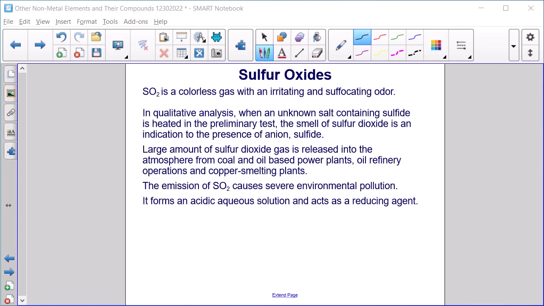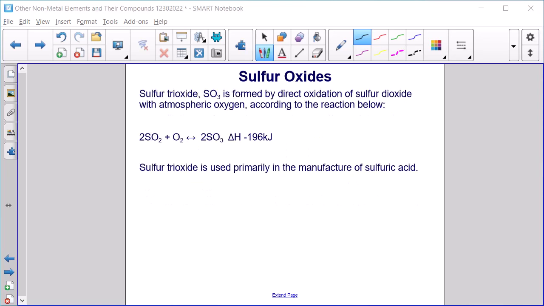A large amount of sulfur dioxide gas is released into the atmosphere from coal and oil-based power plants, oil refinery operations, and copper smelting plants. The emission of SO2 causes severe environmental pollution. It forms an acidic aqueous solution and acts as a reducing agent. Sulfur trioxide, SO3, is formed by direct oxidation of sulfur dioxide with atmospheric oxygen, according to the reaction below. Sulfur trioxide is used primarily in the manufacture of sulfuric acid.